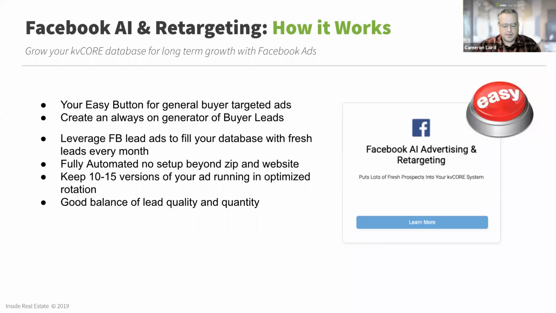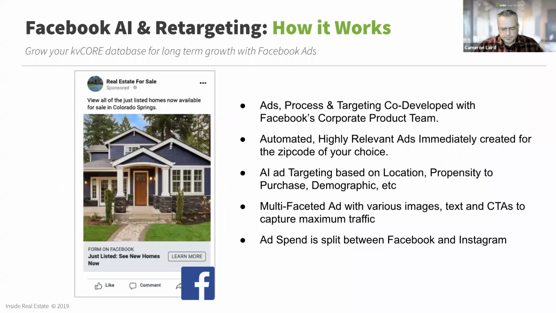And how this works is that it's similar to what we have with the Get Buyer Leads, except this one is a more generic advertisement that is running. That'll be more like what I showed you in the example. This is an example of what the ad looks like. We use generic imagery with a call to action to view all the just listed homes now available in your area. Similar to what we had before, these are managed ads. We optimize them for you to make sure they're always running. These are developed in conjunction with Facebook's product team, as well as our own ad expertise internally.